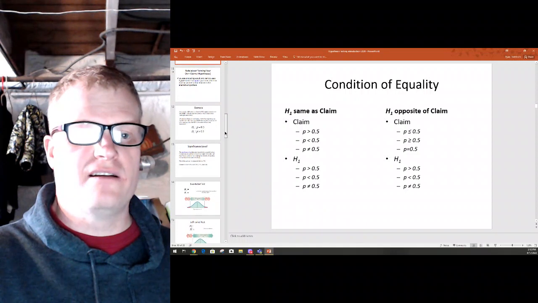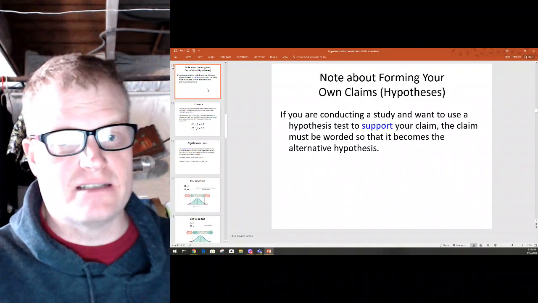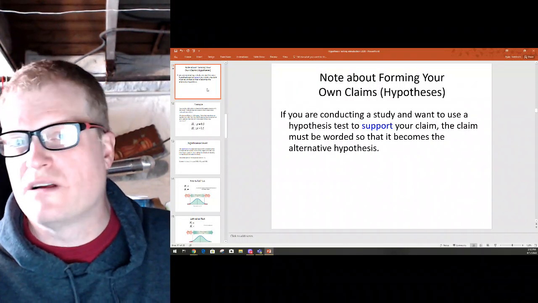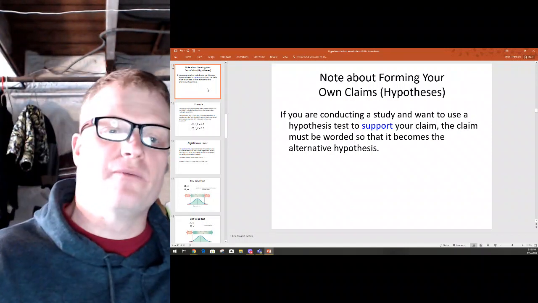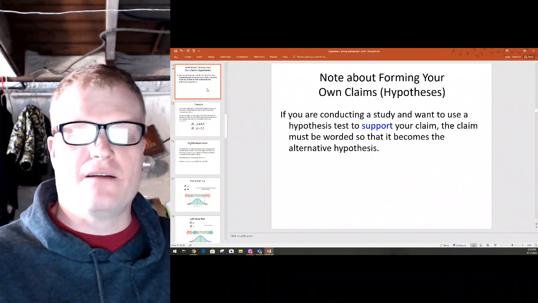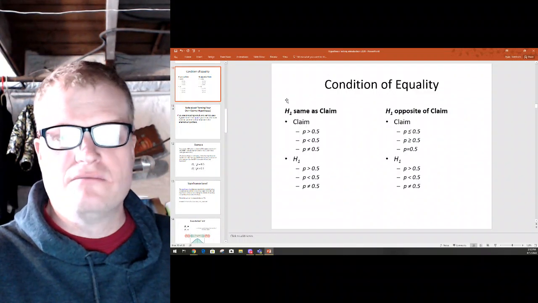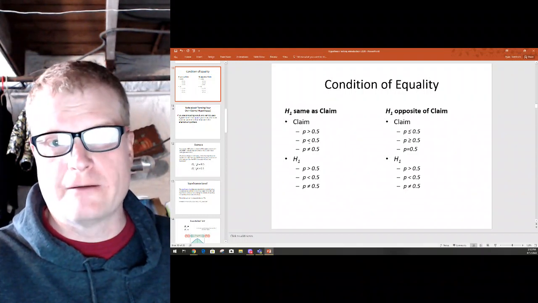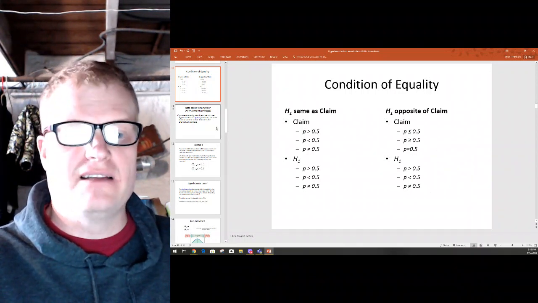Now, if you're going to conduct your own test, here's a little note about forming your own hypotheses. You want to be able to support your claim, instead of failing to reject your claim, which is not strong. You want your claim worded in such a way that it becomes the alternative hypothesis, meaning that you want to use greater than or less than, okay? Those are the really strong ones to do. We can use equal to or not equal to, but it's a less strong claim.